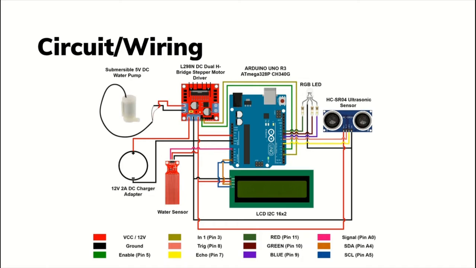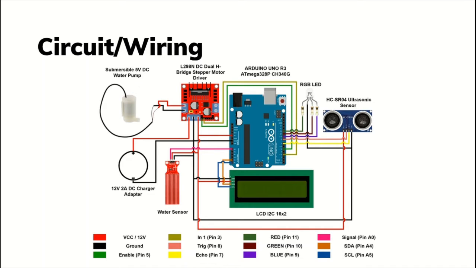Next is the LCD I2C. The SDA pin is connected to the analog pin number 4 of Arduino, and the SCL pin is connected to the analog pin number 5 of Arduino. Next is the water level sensor. Its signal pin is connected to the analog pin number 0 of Arduino.